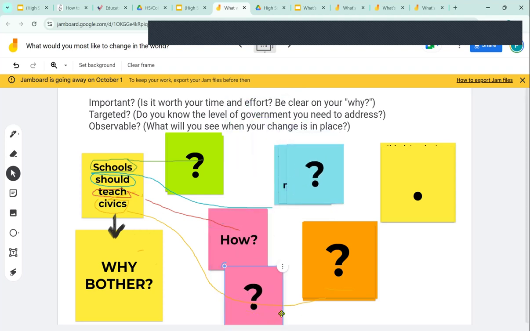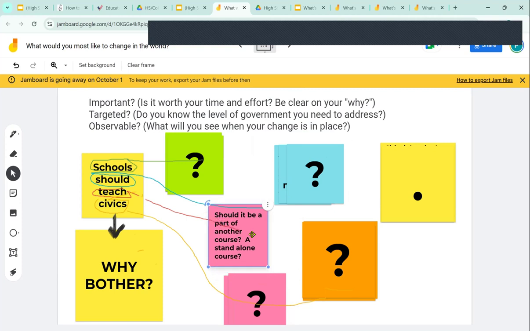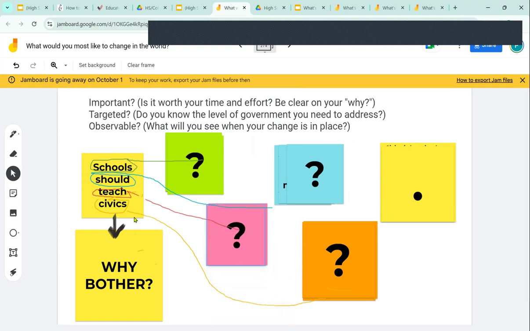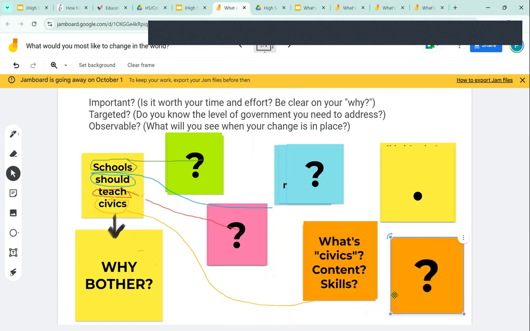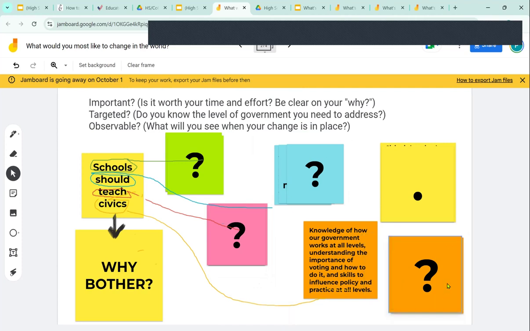And then when you talk about teaching, how are you going to do it? Should it be part of a course or should it be a standalone course? What are the advantages and disadvantages of each? And then when you talk about civics, what kind of content and what kind of skills do the kids need to have? And to my way of thinking, it has to be knowledge of how government works.